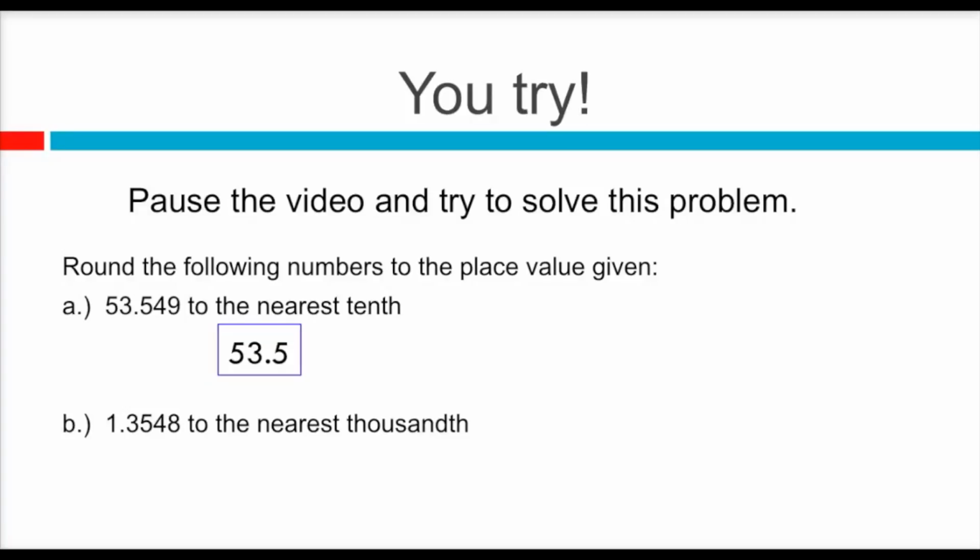The next example, 1.3548 rounded to the nearest thousandth digit, would be 1.355. And the reason why that's the final answer is because the thousandth digit is a 4. So if you look to the right of it, you see you have an 8, therefore you round up, which increases the value of that 4 by 1 to a 5, and that's why the final answer is 1.355.